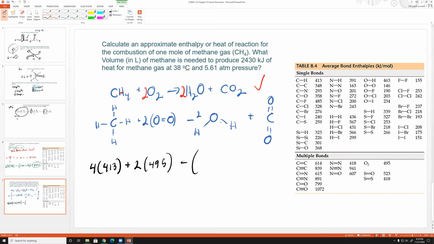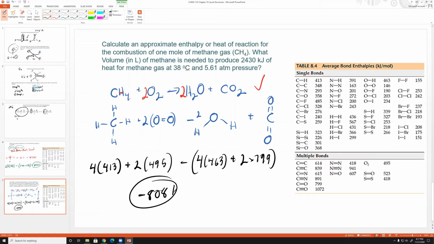But in this equation, you have 2 waters. So you need to do 2 times 2, which is 4, of the OHs. So 4 times 463 plus 2 of the CO2 bonds, which is CO double bond, 799. So 2 times 799. Now this heat of reaction will equal negative 808. And that makes sense. This is combustion. Heat is being released. So that makes perfect sense. Energy is being released in a combustion reaction, so it should be negative.